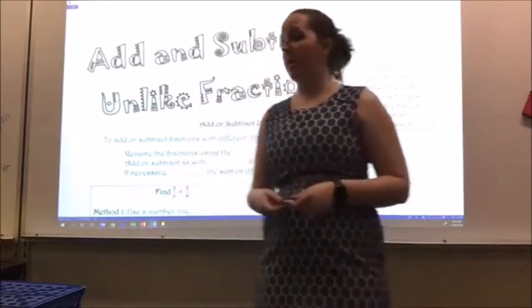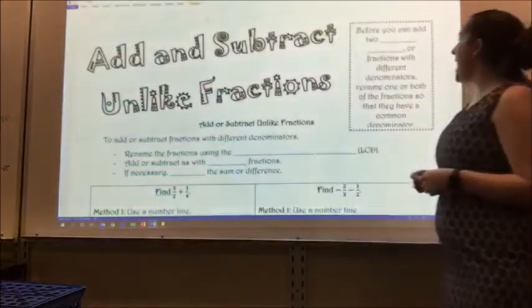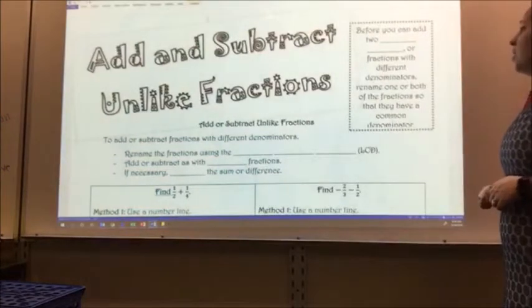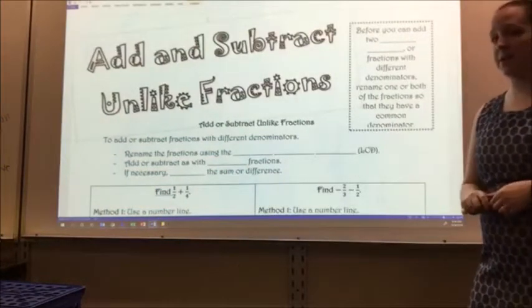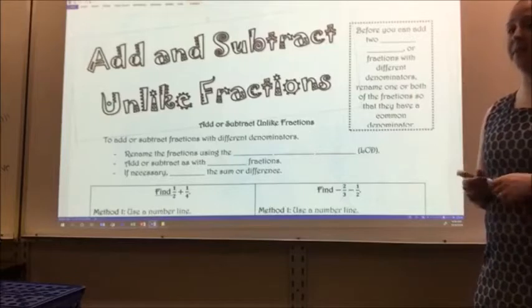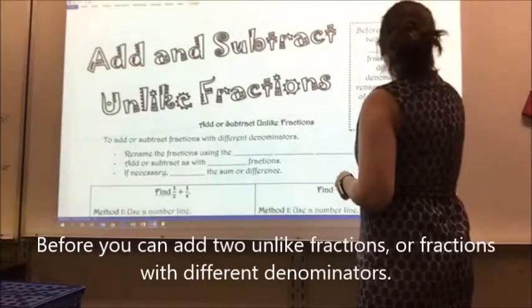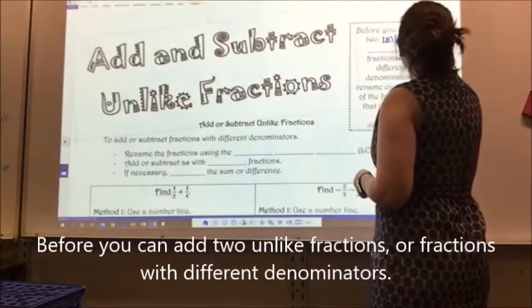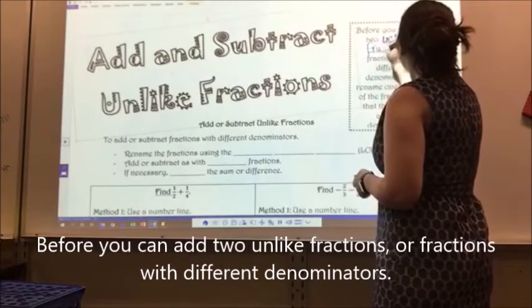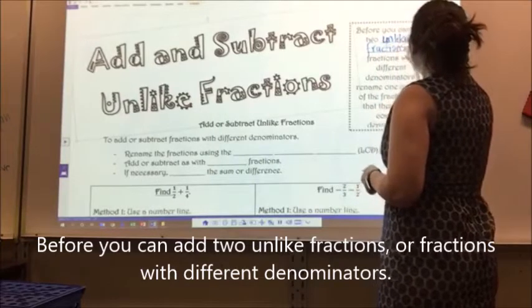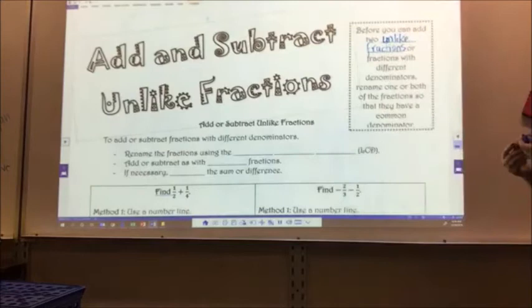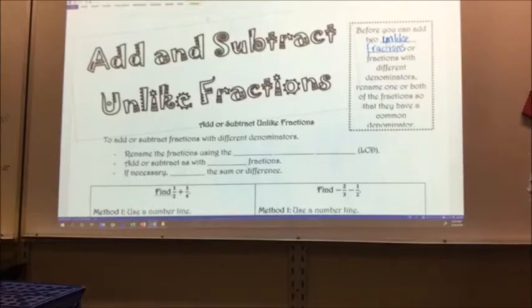So before you can add two blank, or fractions with different denominators, in that blank you're going to write unlike fractions. Before you can add two unlike fractions, or fractions with different denominators, rename one or both of the fractions so that you have a common denominator.